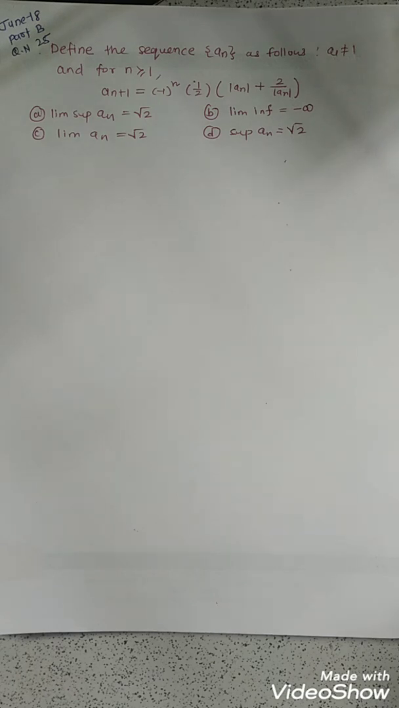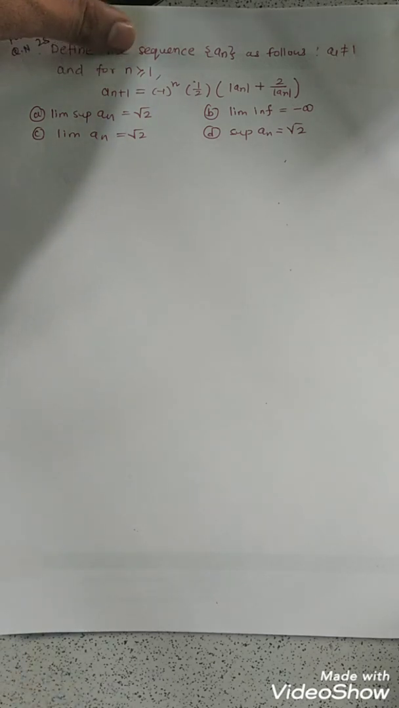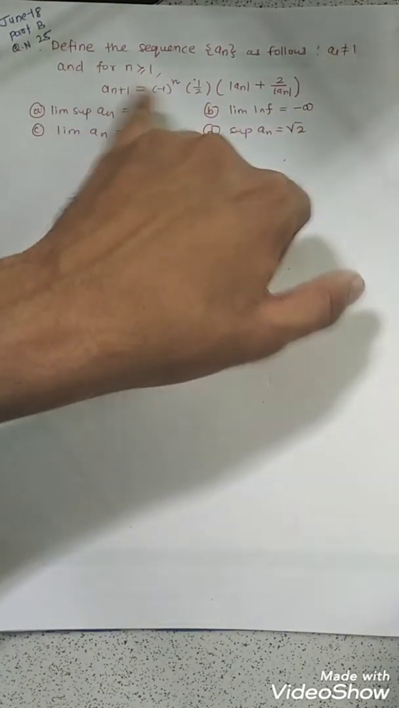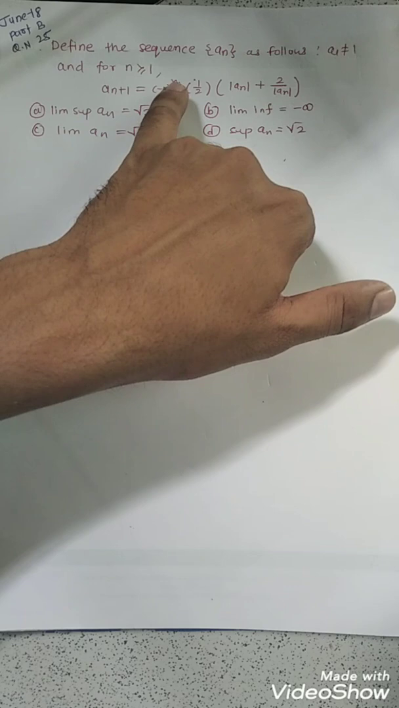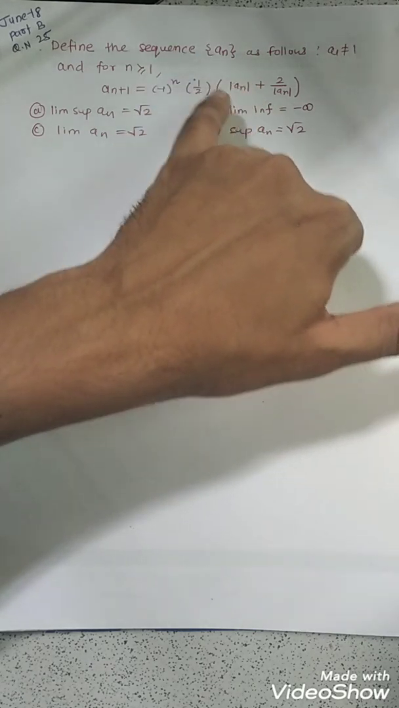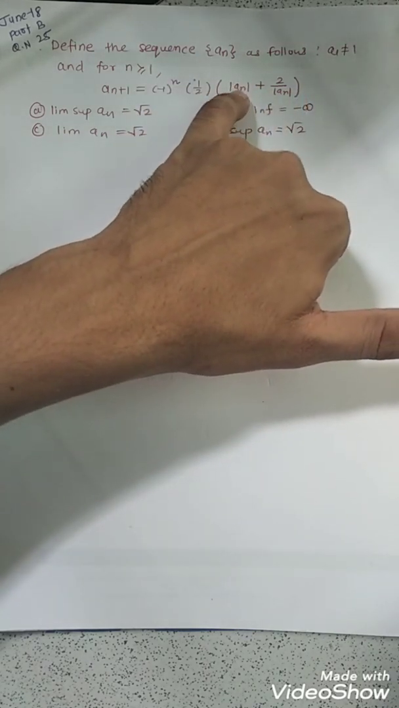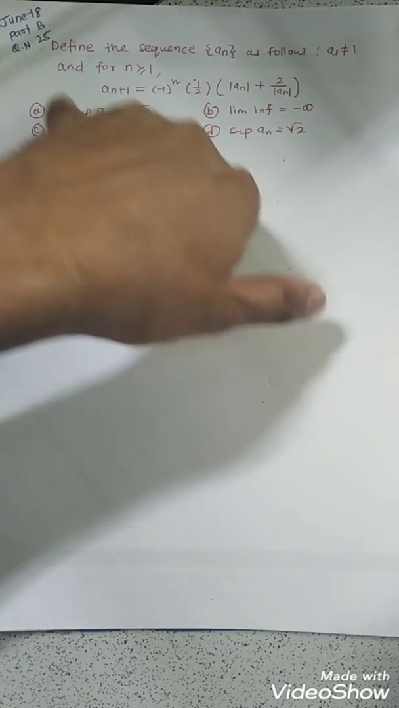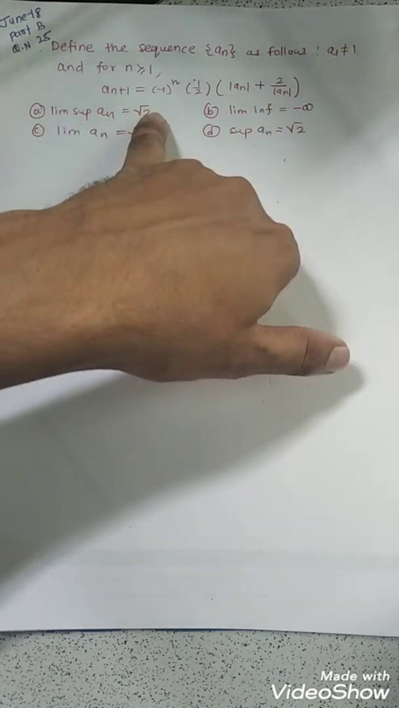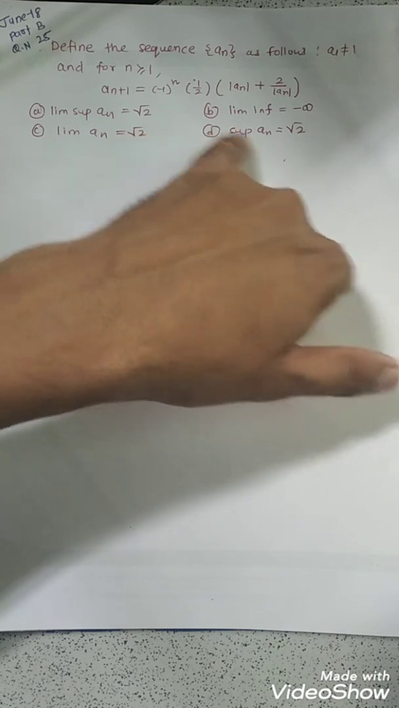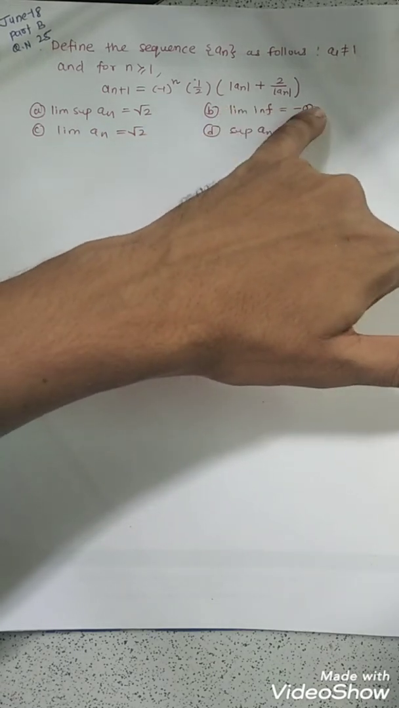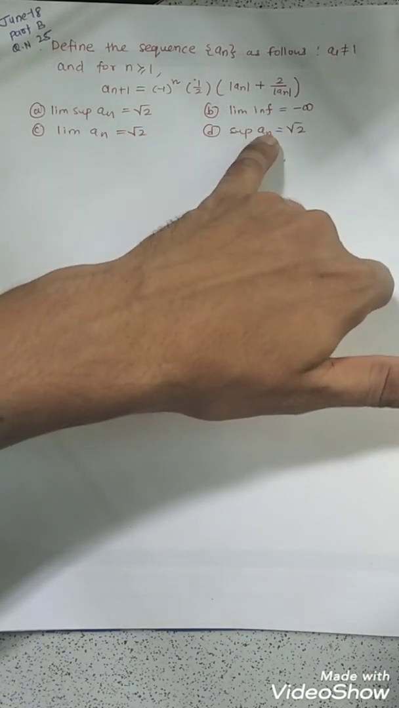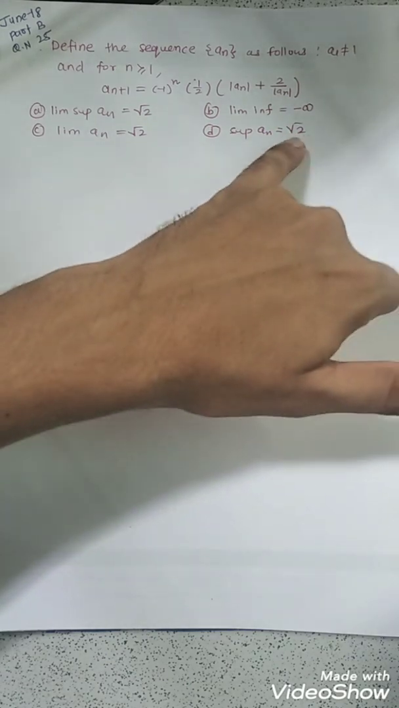A1 is not equal to 1, and for every n greater than or equal to 1 they have defined an plus 1 as a recurrence relation. An plus 1 is equal to minus 1 raised to n, half, and in brackets mod an plus 2 by mod an. Okay, so they are asking whether lim sup an is root 2, limit an is root 2, limit inferior is minus infinity, supremum of an is root 2.